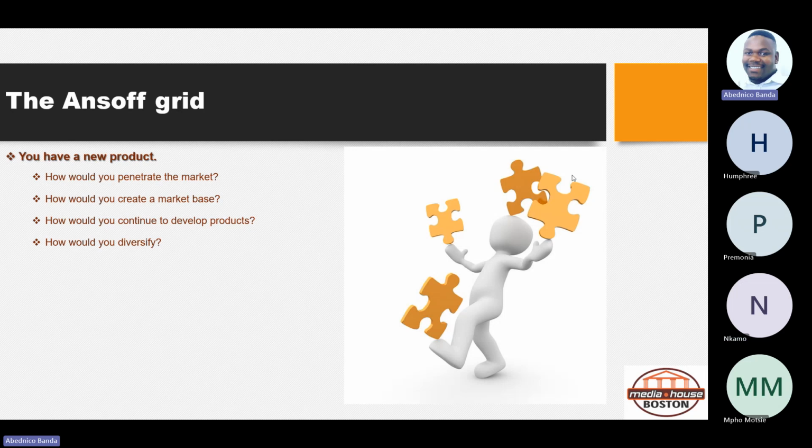So, guys, we realize that a lot is happening in the different sectors at the moment, and you actually witness the Ansoff grid in day-to-day life. Even the way companies are producing their products nowadays, you can see some sense of market penetration, market development, product development, and diversification.